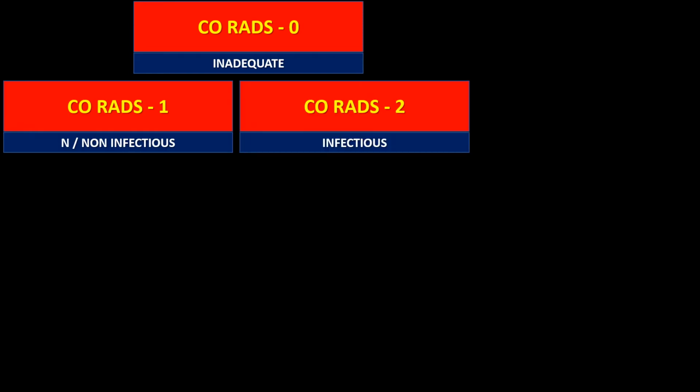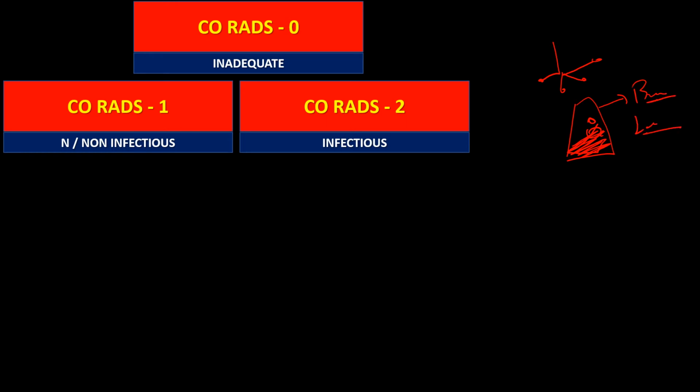Now CORADS 1 and CORADS 2 are low suspicious towards COVID. Why? Because CORADS 1 means it is a non-infectious condition. It can be fibrosis, it can be pulmonary edema. It can be emphysema, which are nothing to do with infection. But CORADS 2 are the infections. So there might be some tree in bud appearance. There might be some centrally located consolidations which are looking like a bronchopneumonia or a lobar pneumonia.